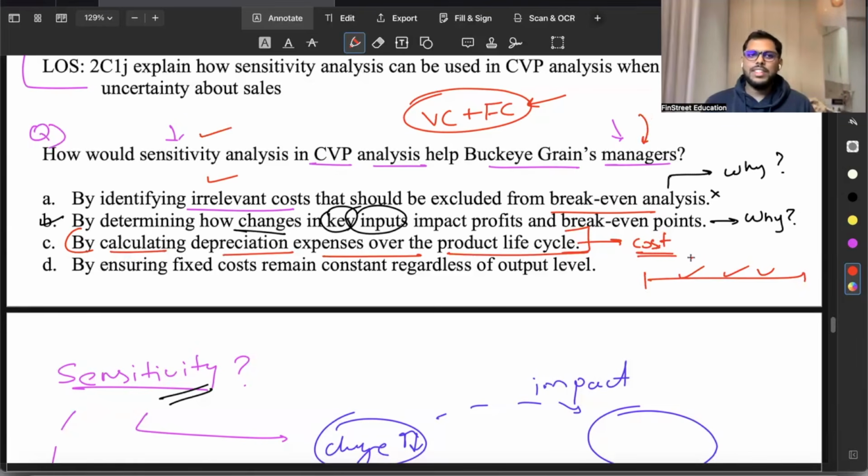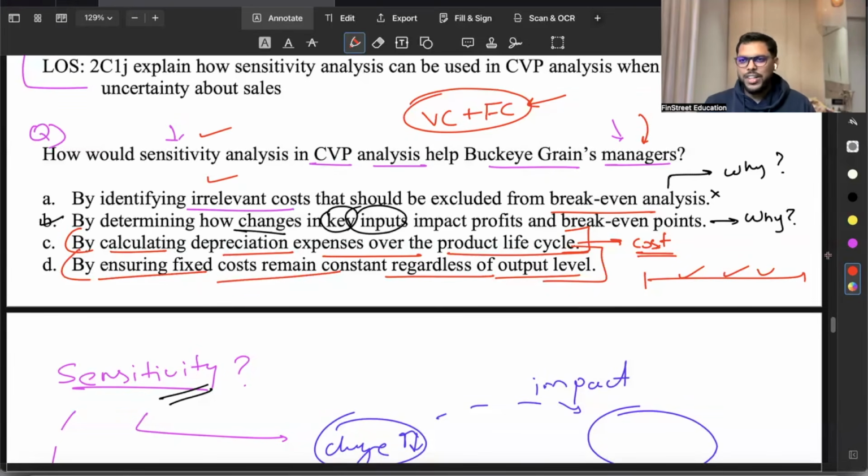हाँ, capital investment decision. Yes, correct. Section E में जाओगे तो this is relevant. Good. And last, by ensuring fixed cost remain constant regardless of output. Why is this incorrect? ये तो correct होना चाहिए.